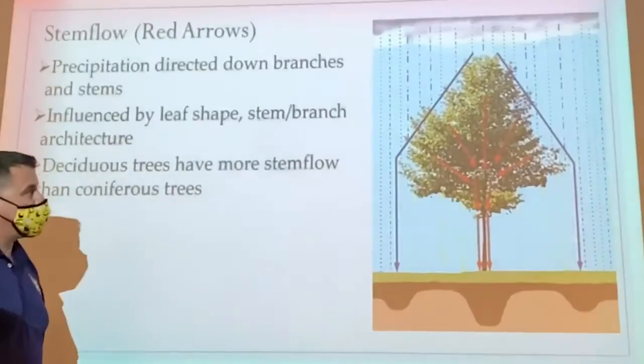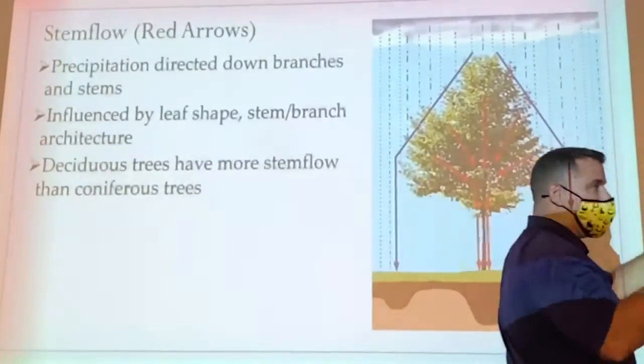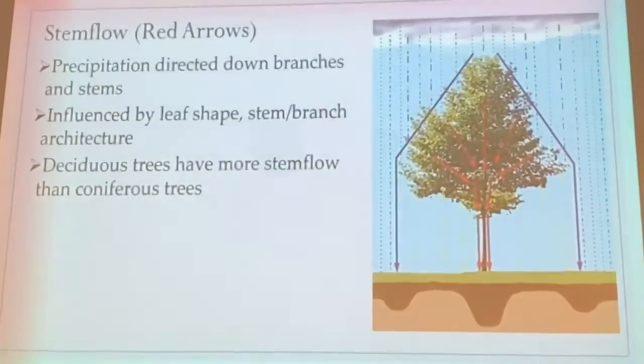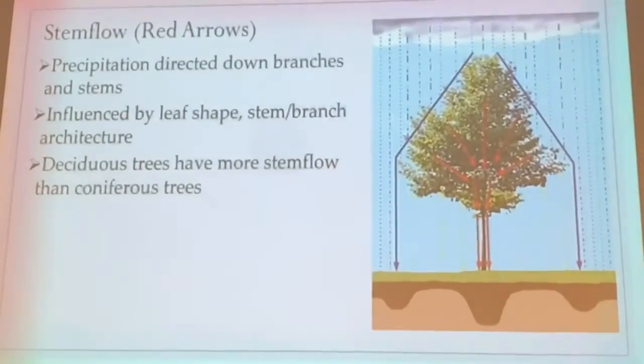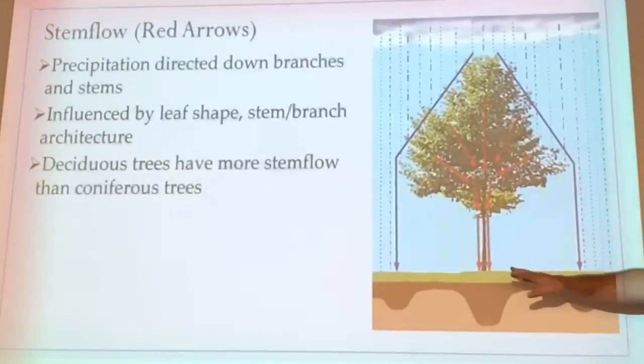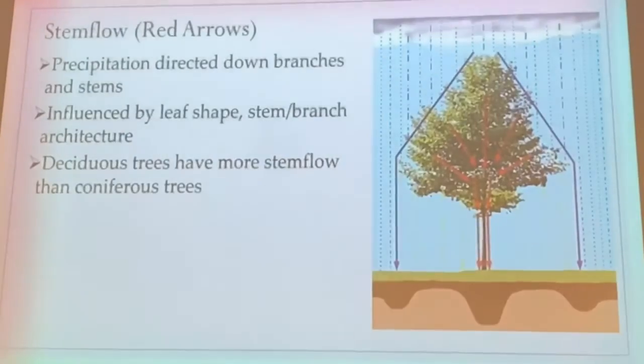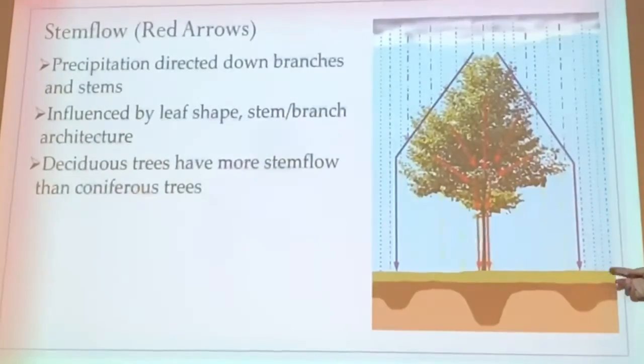So for the red arrows, at the top of the tree, it's going to hit those leaves. That water is going to disperse and it will run down the branch and then run down the trunk of the tree all the way to the ground. And so most of that water is going to end up right here by the trunk. What happens to all this water out here?